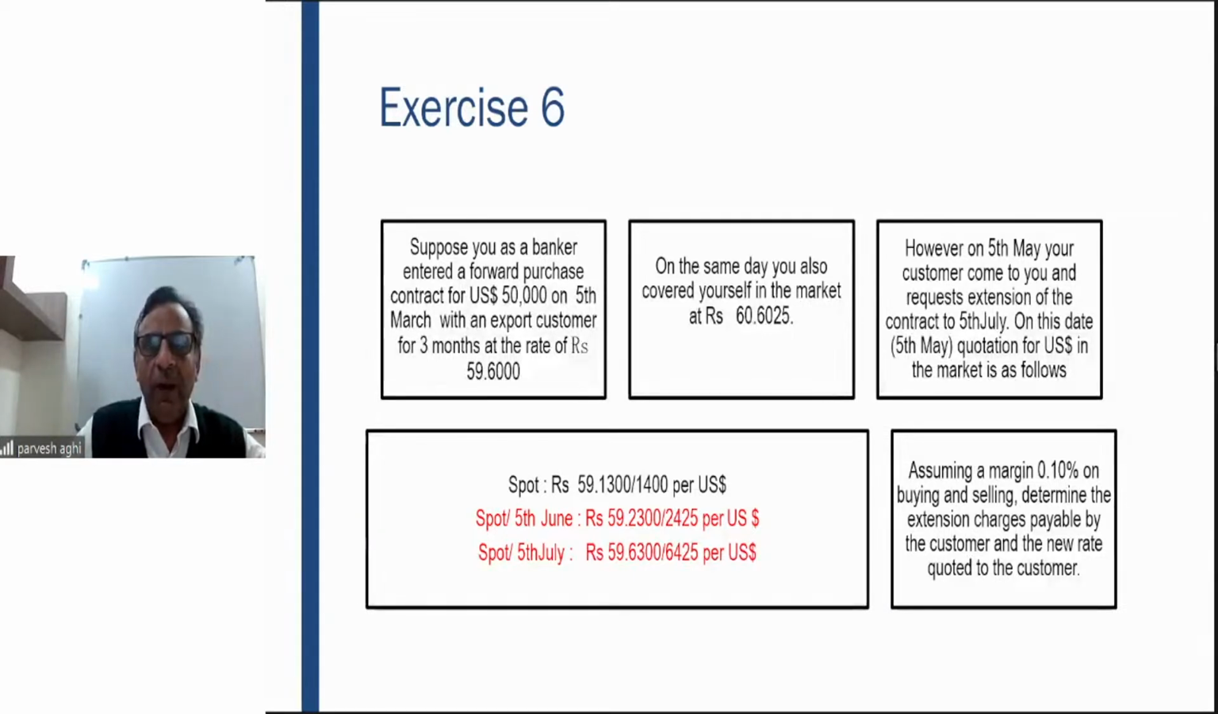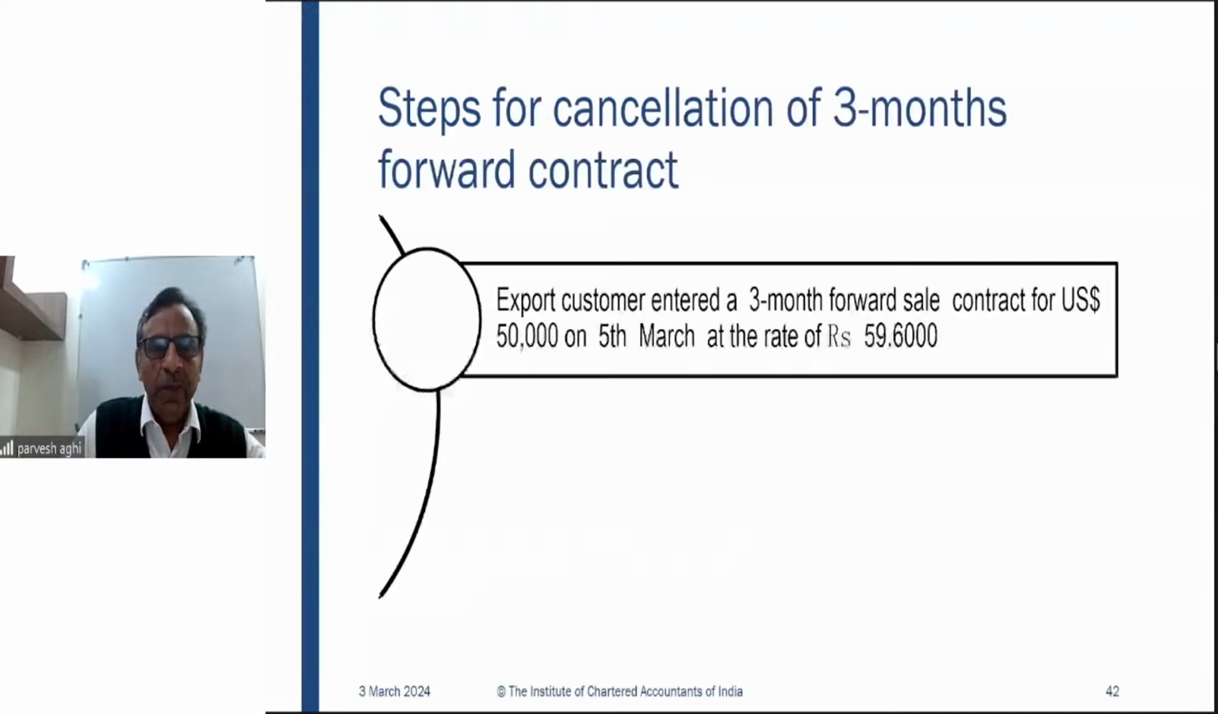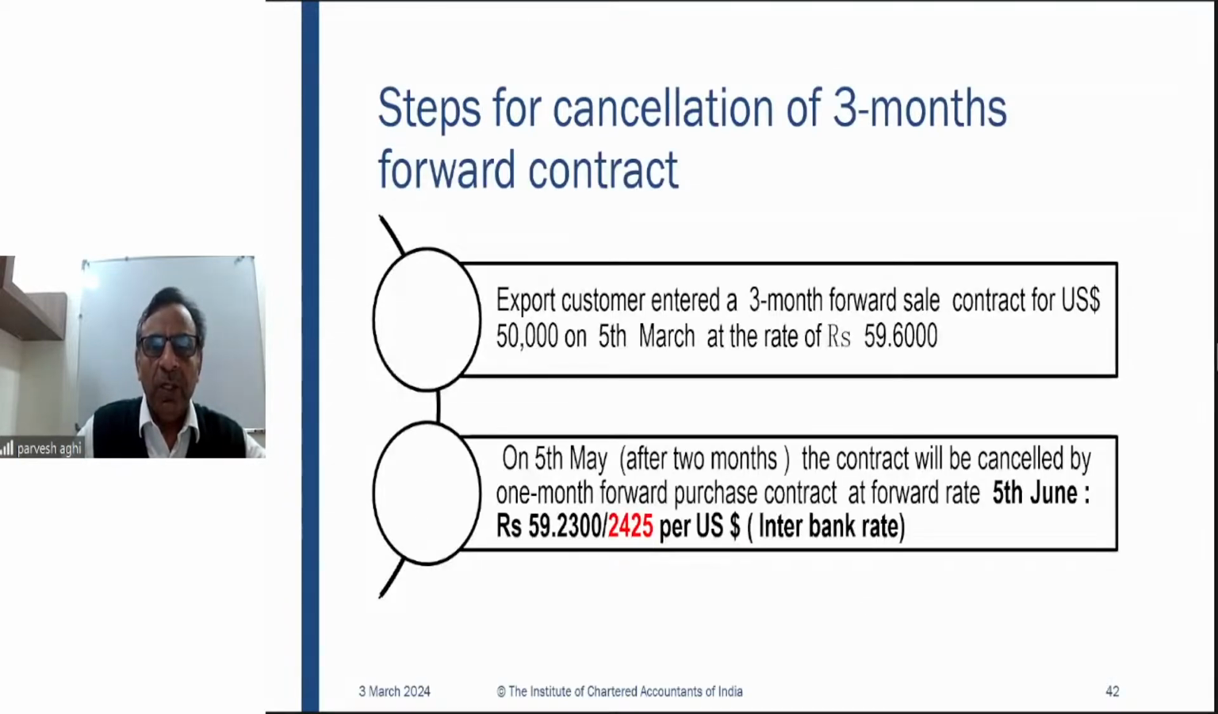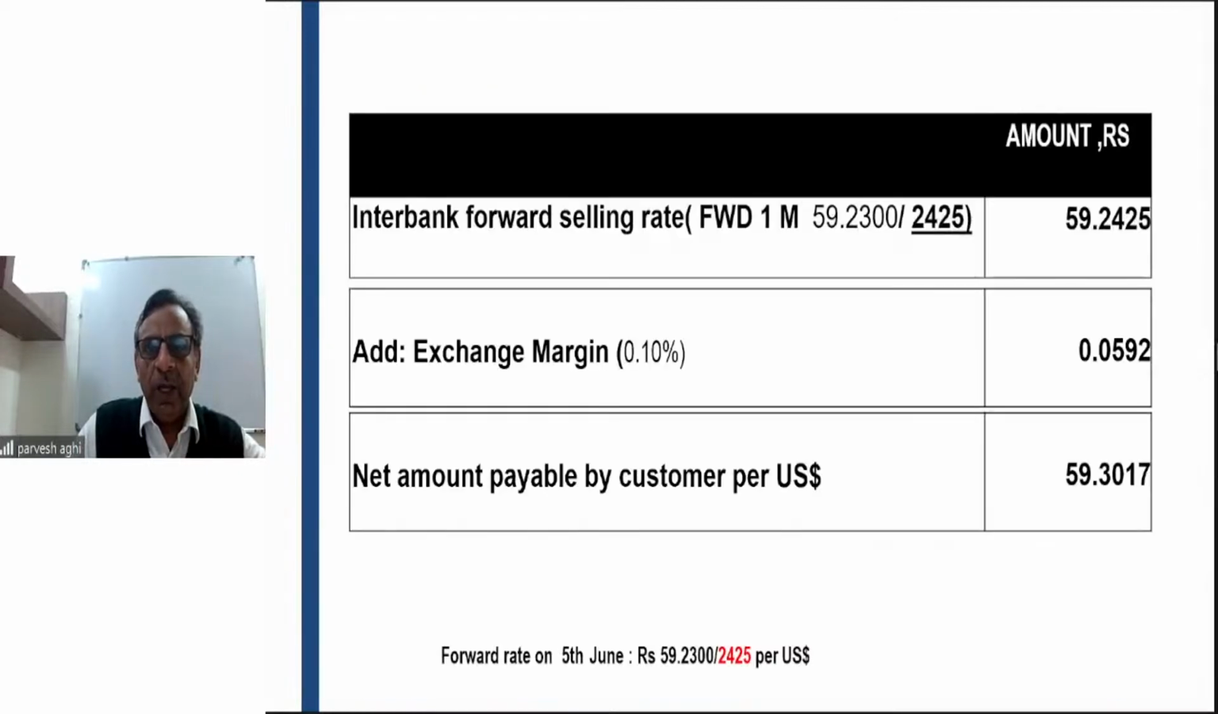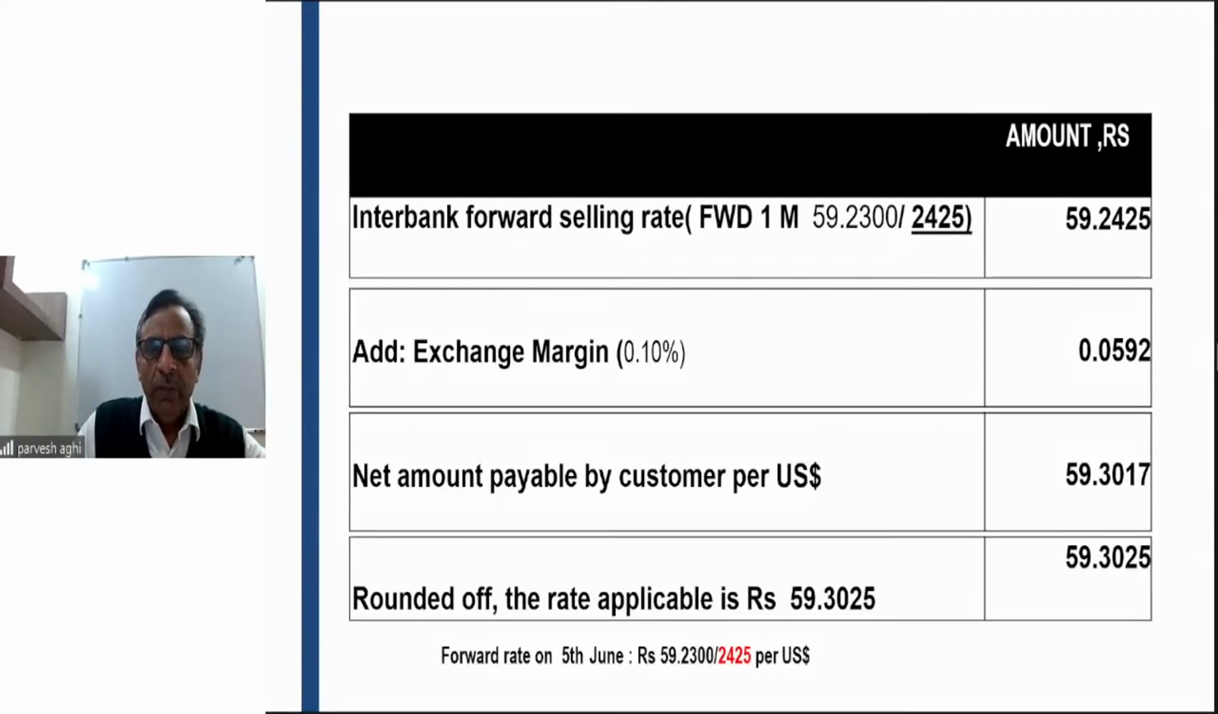Now the cancellation will happen only when both the contracts are synchronized. So he has bought the 3 month forward contract, and after 2 months, only 1 month is remaining. So he needs to now cancel the contract at the rate going for a 1 month forward purchase contract with the bank. That will be 59.2425. This is the interbank rate. So we'll convert the interbank rate to the merchant rate, and the rate comes to 59.302.